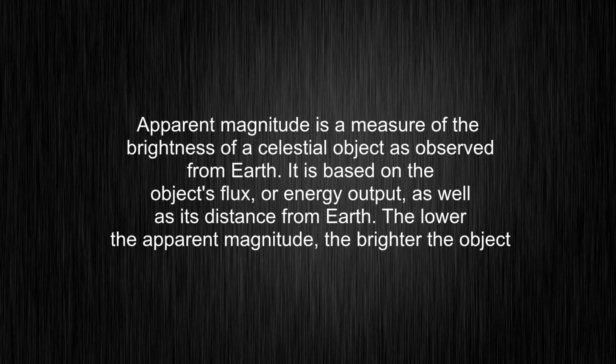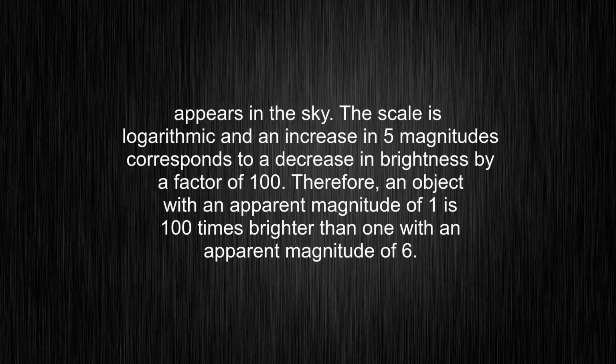Apparent magnitude is a measure of the brightness of a celestial object as observed from Earth. It is based on the object's flux, or energy output, as well as its distance from Earth. The lower the apparent magnitude, the brighter the object appears in the sky.